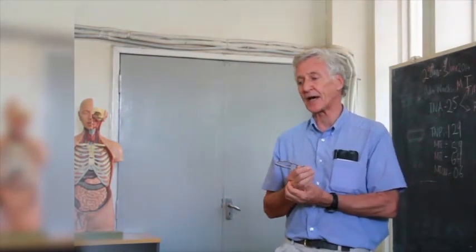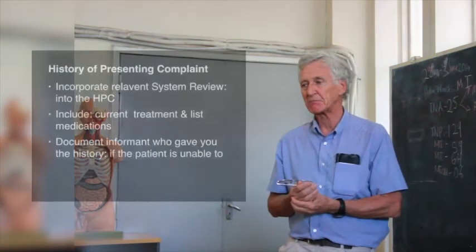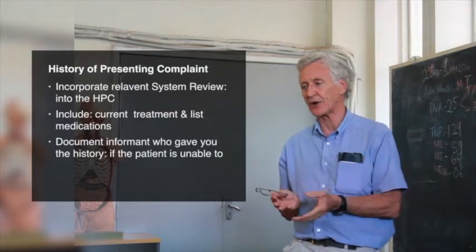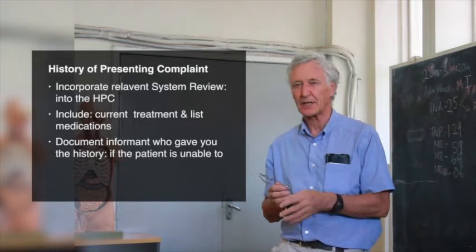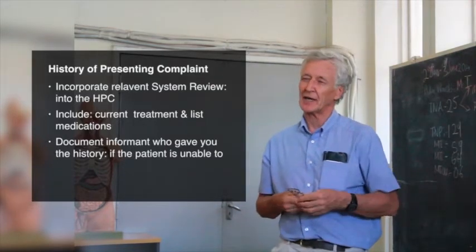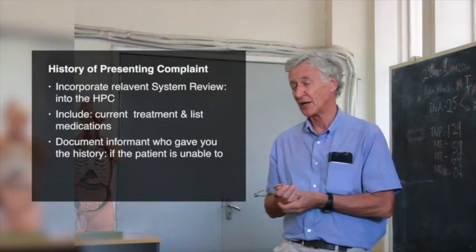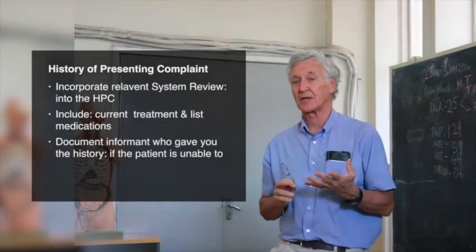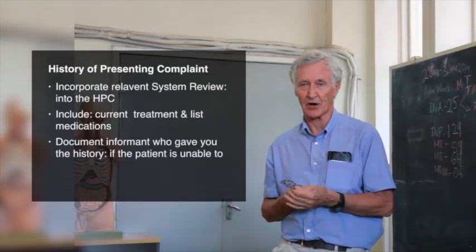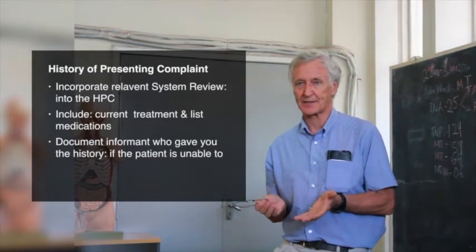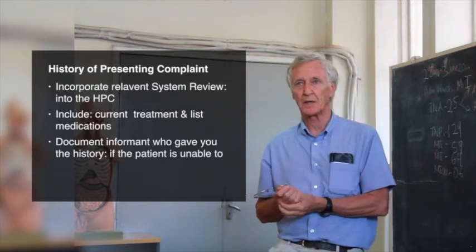And now at this point, modern students, or at least, I mean, we all did, but we can incorporate the what's called the system review of the relevant system into the history of presenting complaint at this stage. For example, if I am short of breath and I have a cough, well then I'm thinking of the respiratory system. And in addition to shortness of breath and cough, I will ask about chest pain or fever or night sweats, symptoms that might or may not be relevant to the particular system.